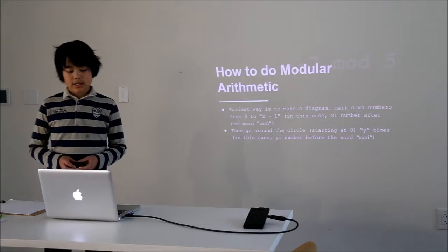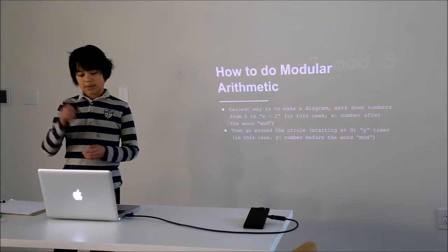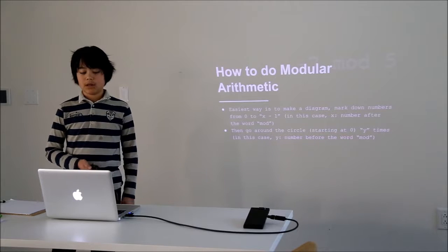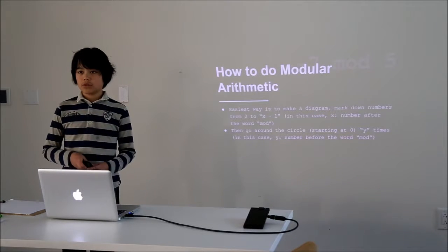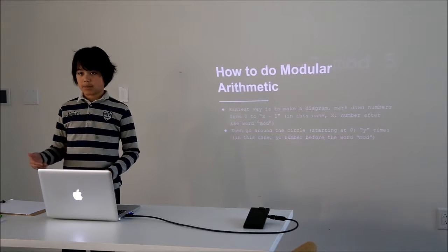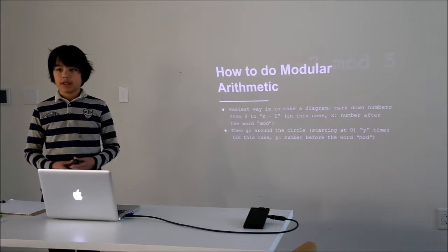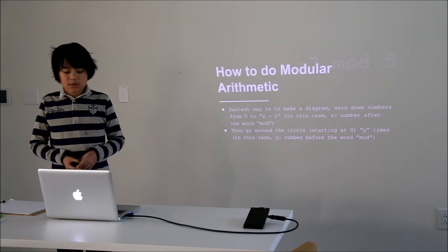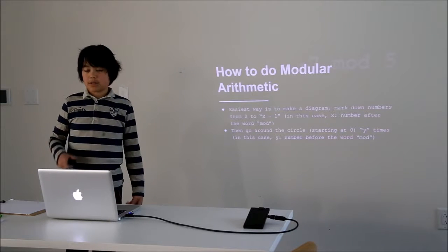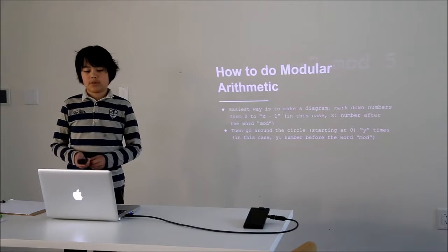The easiest way to do modular arithmetic is to make a diagram. Then you mark down the numbers from 0 to x minus 1. In this case, x is the number after the word mod. You do 0 to x minus 1 because you want a total of x numbers. For example, if you have 5 numbers, you want to mark from 0 to 4 because that makes a total of 5 numbers starting with 0. Then you want to go around the circle diagram starting at 0, y times. In this case, y is the number before the word mod.